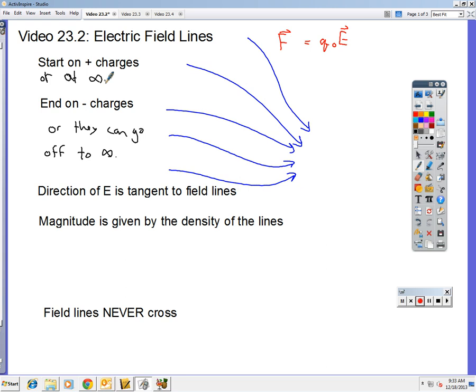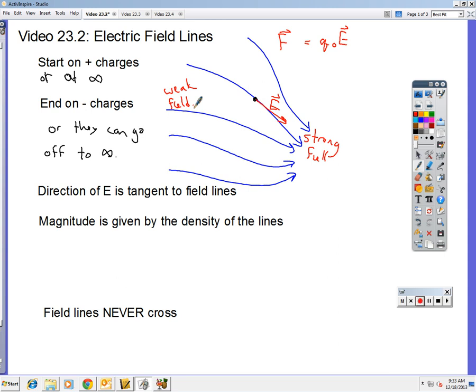Now let's say you want to know what the direction of the field is at a particular point in space. Well, it turns out that the direction of the field at that point is tangent to the field line. And the magnitude is given by the density of the lines, how close they are together. So you have a strong field in this region, and you have a weaker field out here where the lines are farther apart.